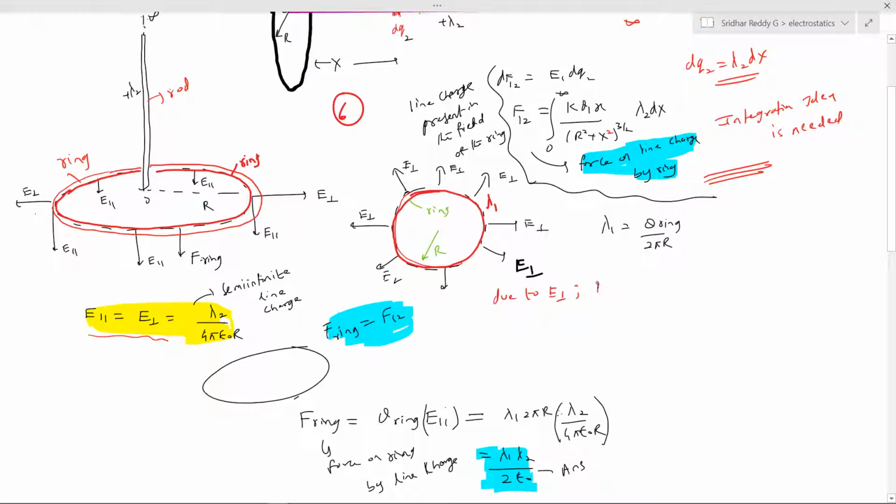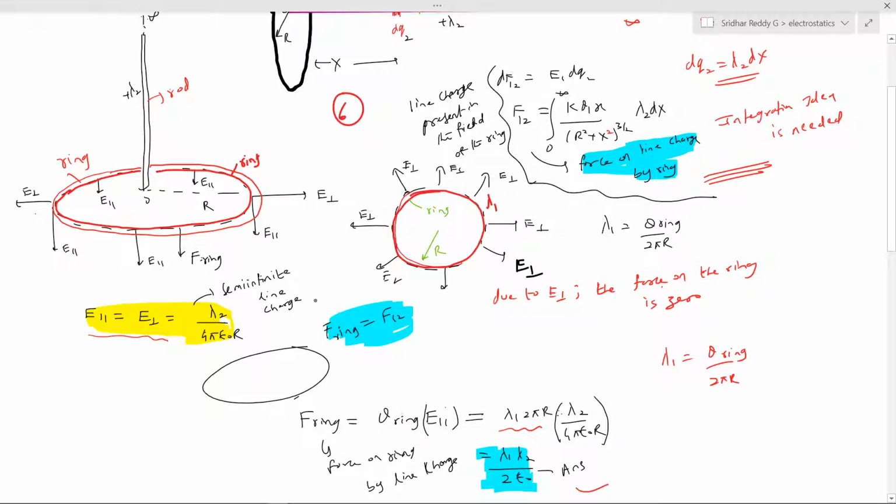Due to E perpendicular, the net force, the force on the ring is 0. So all the force will be due to E parallel. So I'll assume, what is the total charge on the ring? Lambda 1 equal to Q1 by 2 pi r, so the total charge on the ring is lambda 1 into 2 pi r. Then what is E parallel? Lambda 2 by 4 pi epsilon naught. Solving this will give the answer.